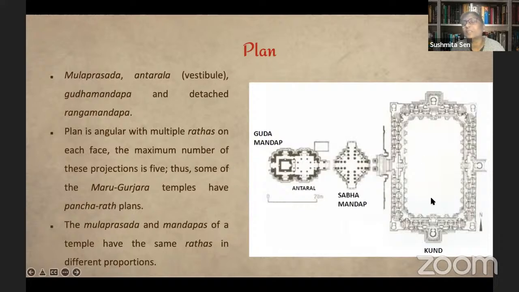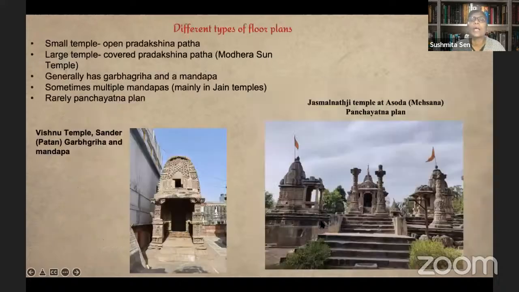And this is the very beautiful plan of the Sun Temple of Modera. It has a tank also, you can see, which I'll be talking about later. There are different styles of temple. Small temples only have a Pradakshina Path, which is only one, which is open, and large temples have a covered Pradakshina Patha, like the Sun Temple of Modera.